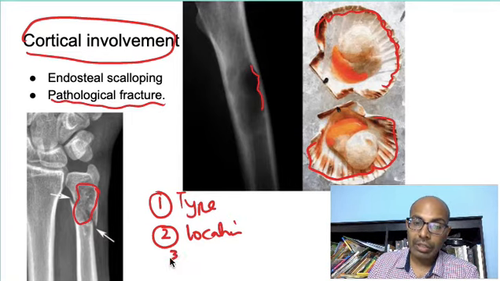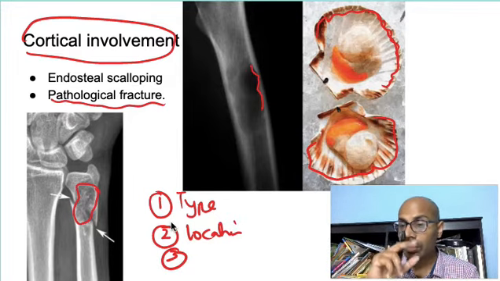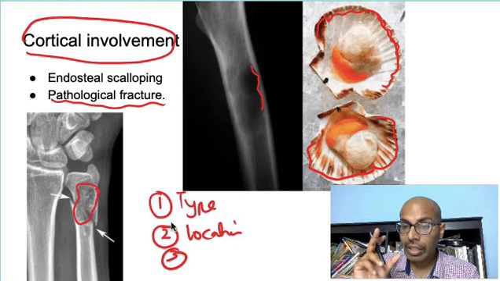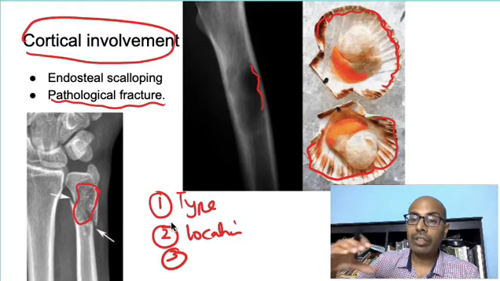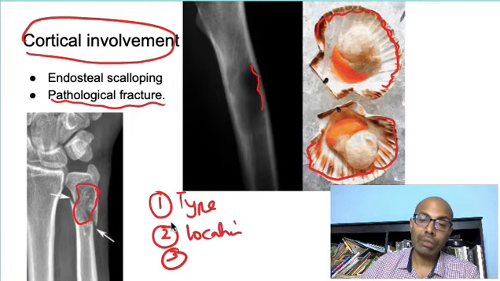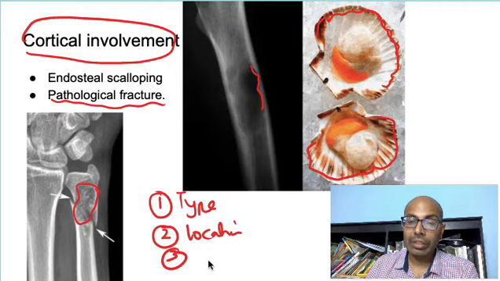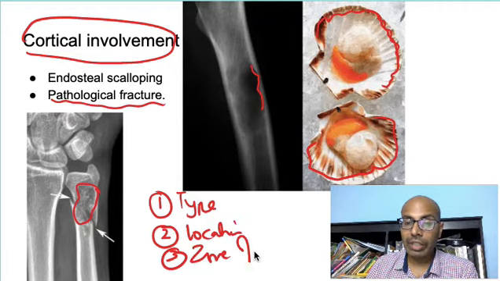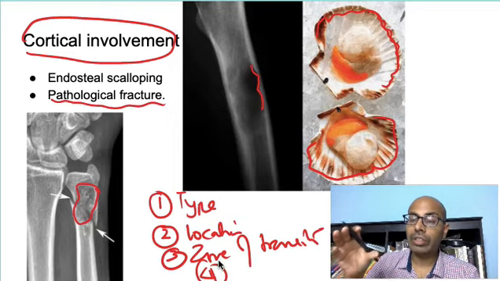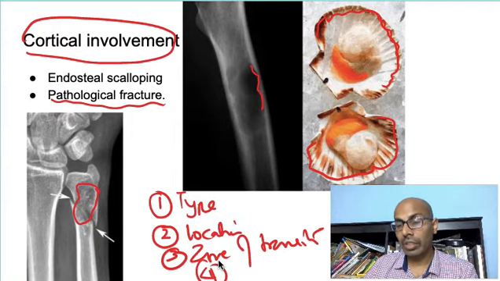The third thing that you see is the zone of transition. Is it a geographic lesion with a sclerotic rim? If it is a sclerotic rim, it is a benign lesion. Or is it permeative or moth-eaten, where there is no transition between the normal and the abnormal bone? This indicates it is a more malignant lesion. The fourth thing that you would see is the matrix. What type of matrix is there in the lesion? Is it ground glass appearance? Is it chondrogenic, or is it osteogenic?